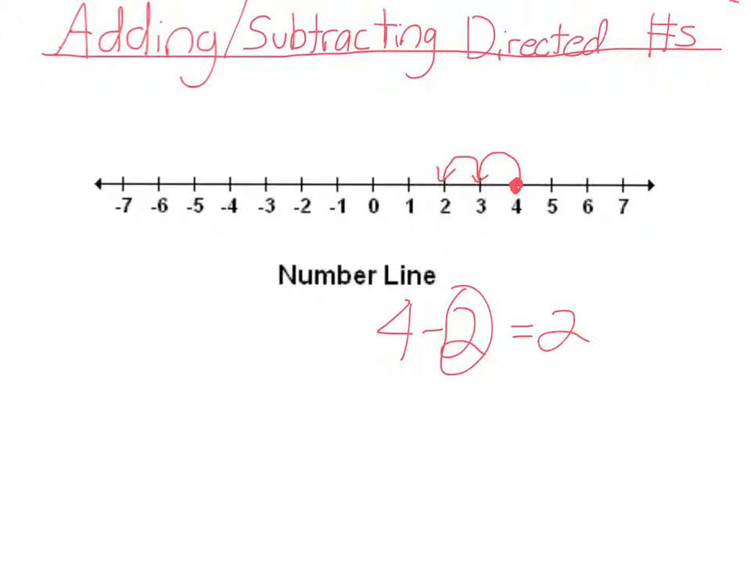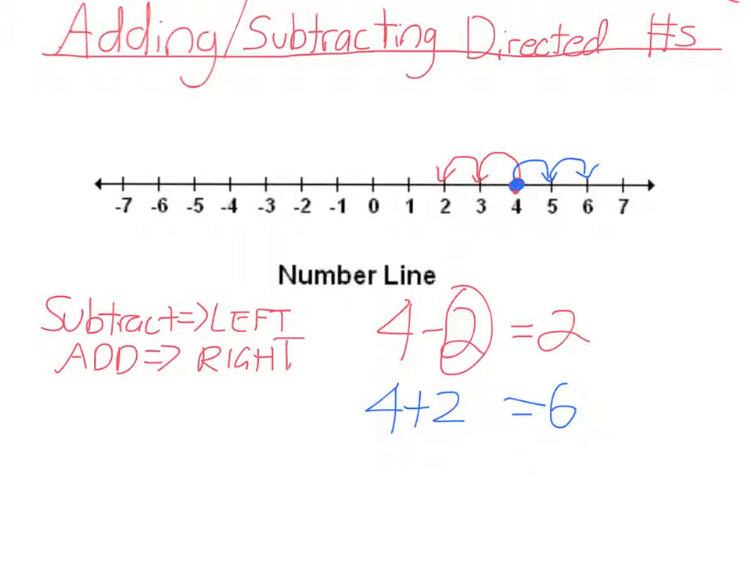Okay, mind blown, right? What if we wanted to do 4 plus 2? Same thing, we'd start at 4. Because we're adding something, we're getting bigger, we go to the right. 1, 2 steps, because we're adding 2. So 4 plus 2, we ended up at 6. How awesome is that? So, we've just discovered a really interesting rule.